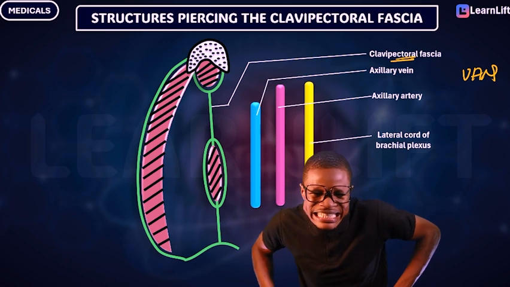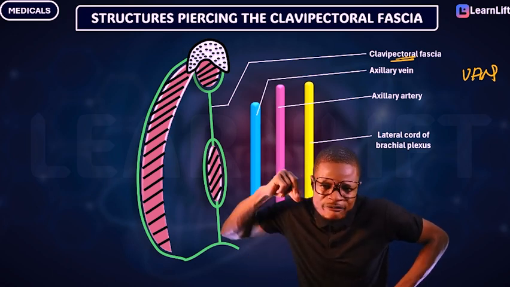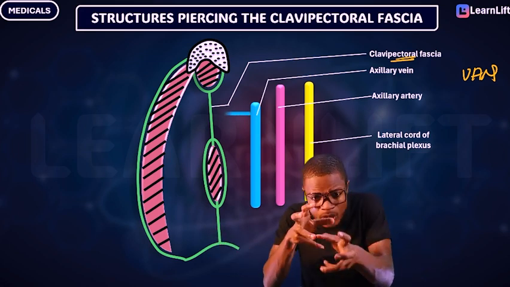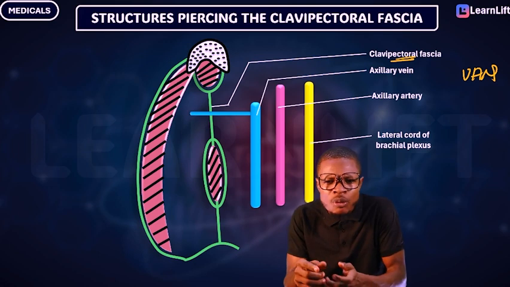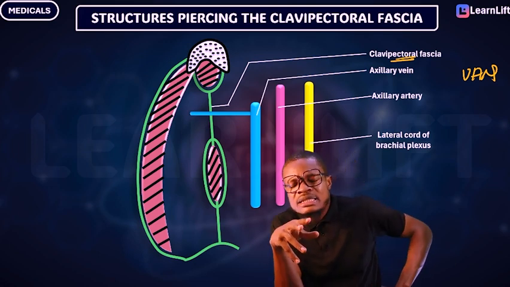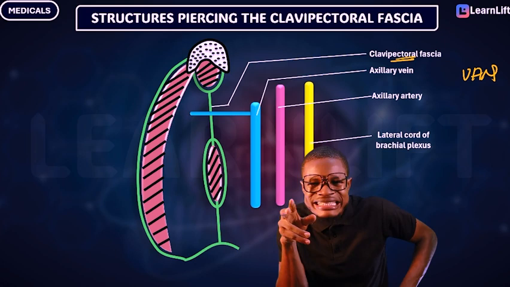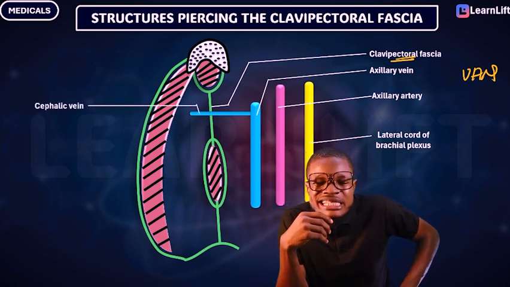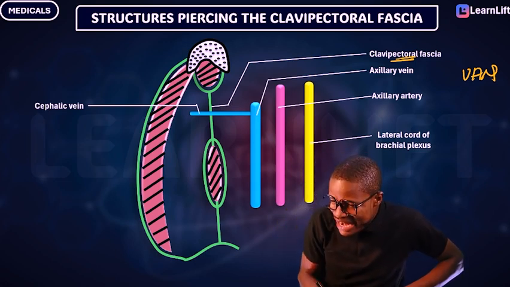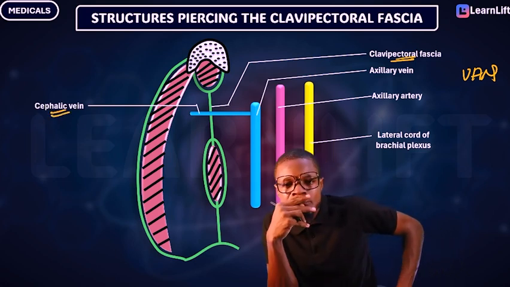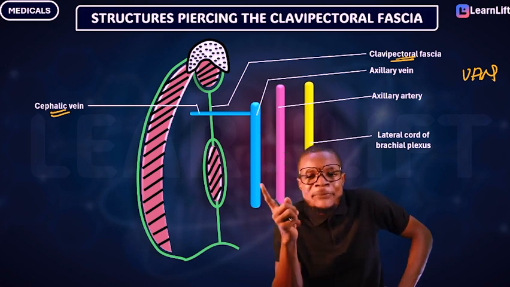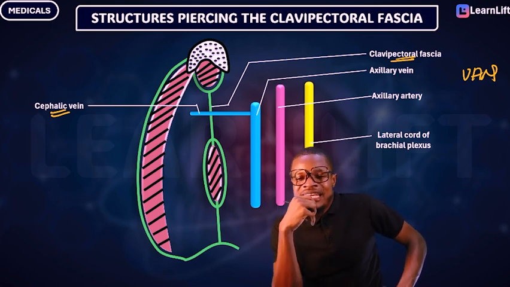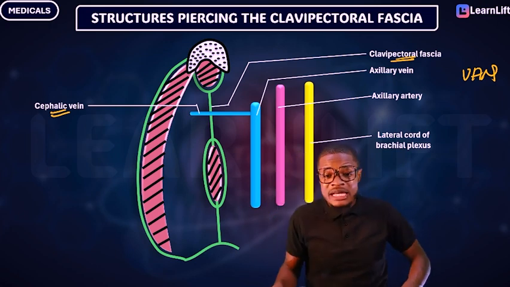Okay, the first thing that happens here is this. From the VAN, the vein will give out a branch. You see the way it's going, and then it pierces through the clavipectoral fascia. And that branch that runs from the axillary vein has a name. It is called the cephalic vein. So the first structure here is the cephalic vein. Which vein pierces the clavipectoral fascia? The cephalic vein.